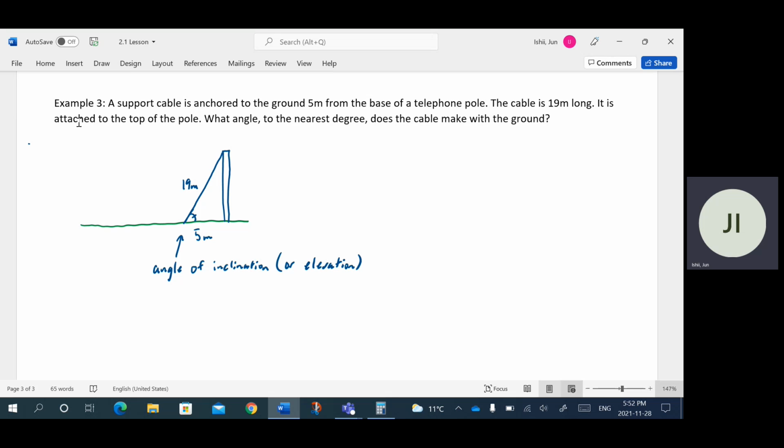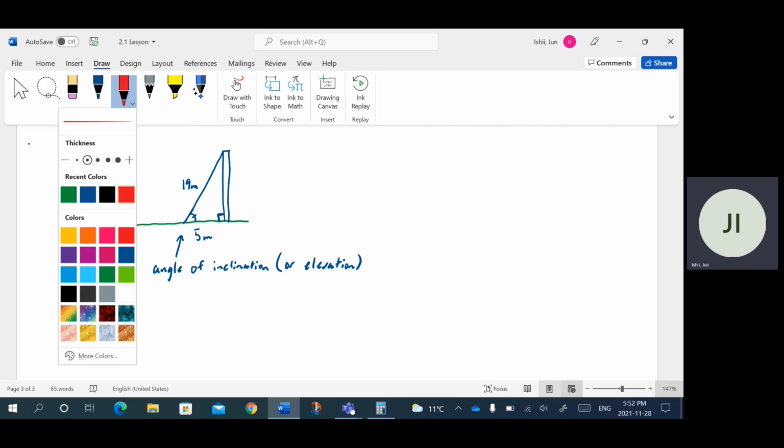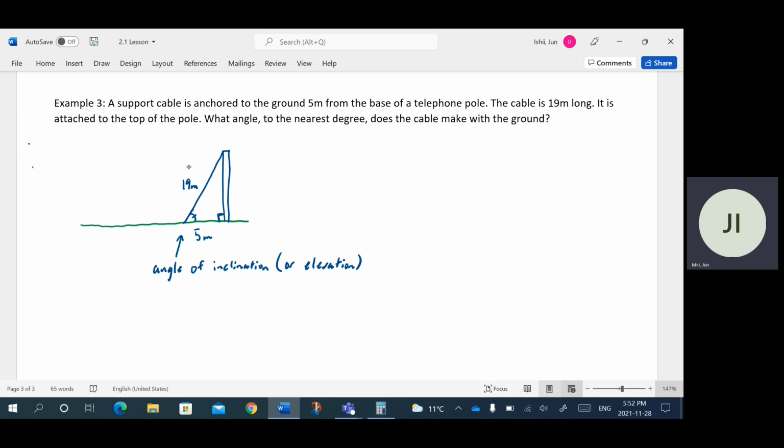If we're working with this, we can assume the telephone pole goes straight up, so we can assume that this is 90 degrees. If I was to label the sides, this is my hypotenuse because it's across from the 90 degrees. This is my opposite side.